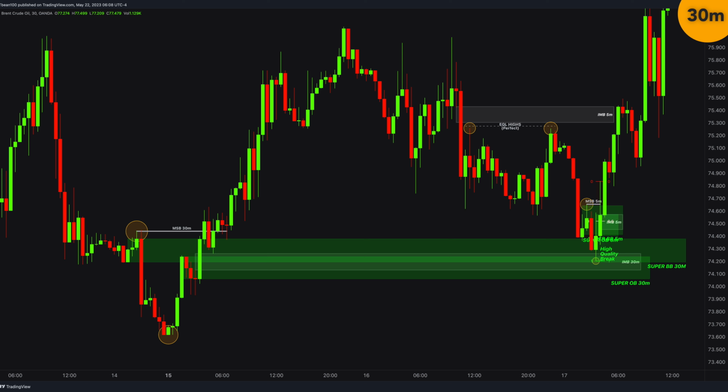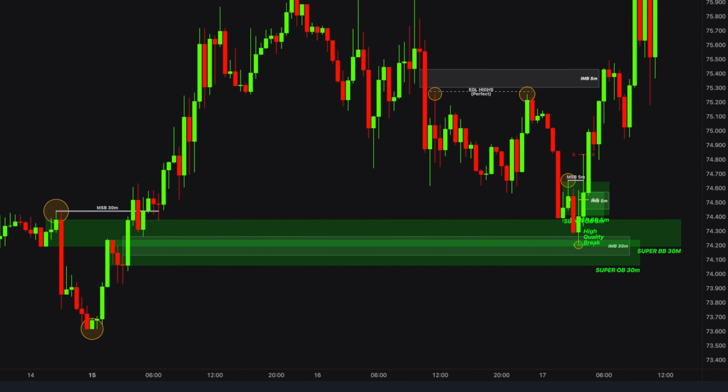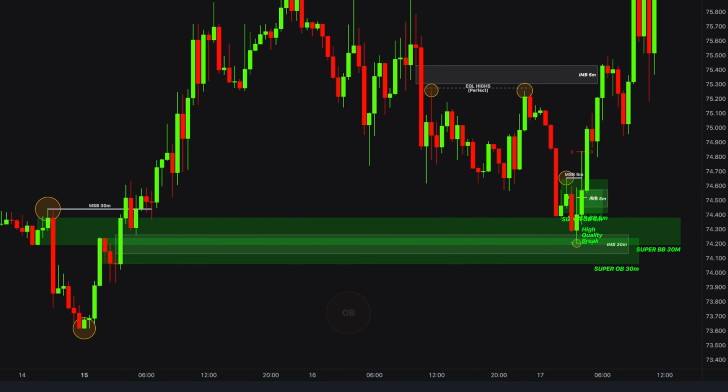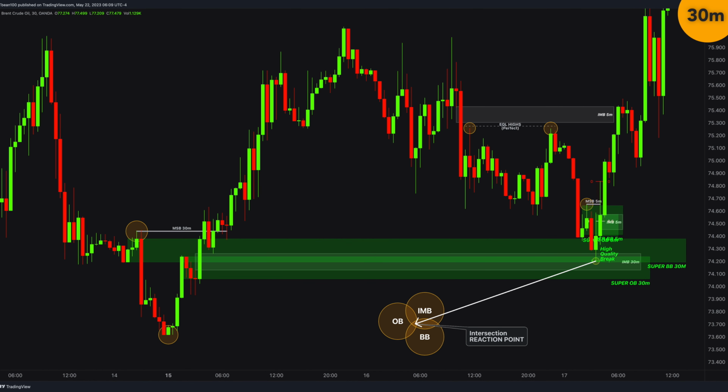All good. Now let's understand what is happening right at this point. We have our 30-minute structures, order block, breaker block, and the imbalance. And we have an intersection point. Now I want you to look at where the price reacts exactly. The collision point of the 30-minute structures. And price flies easily from that point. This is how real sniper traders exist in the world.